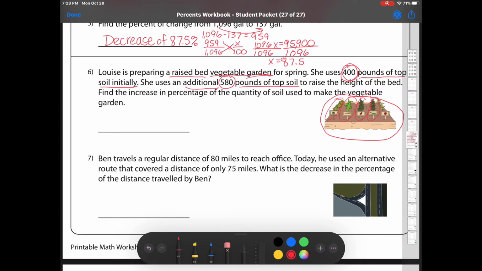So this is kind of cool because they actually gave us one of our pieces of information already. They want to know what is the percent change. Well, they told us they raised it up 580 additional pounds of soil out of the 400 that they started with. So that's our first ratio. We don't even have to find the difference between anything because the word problem actually told us an additional 580. So that already tells me that it's an increase of soil.